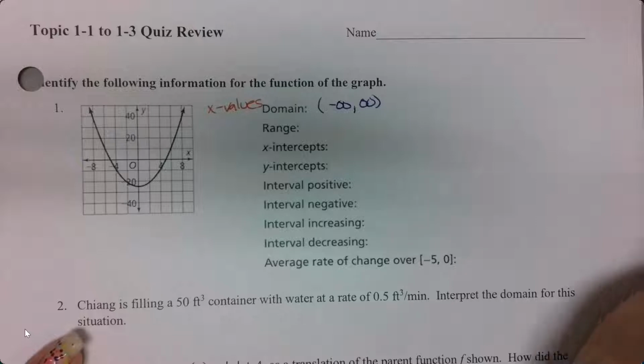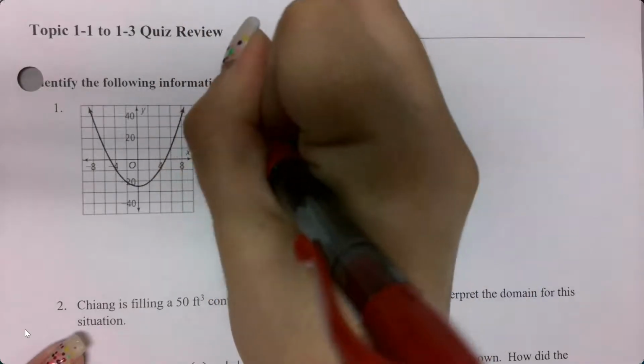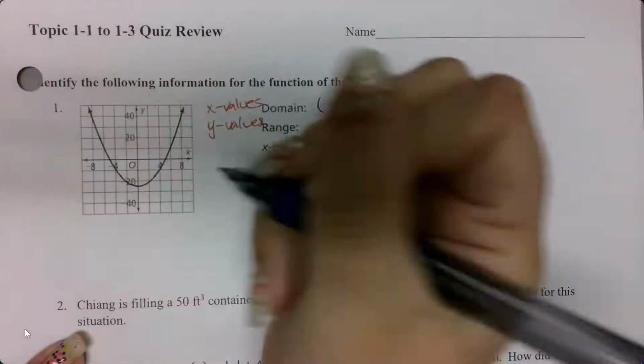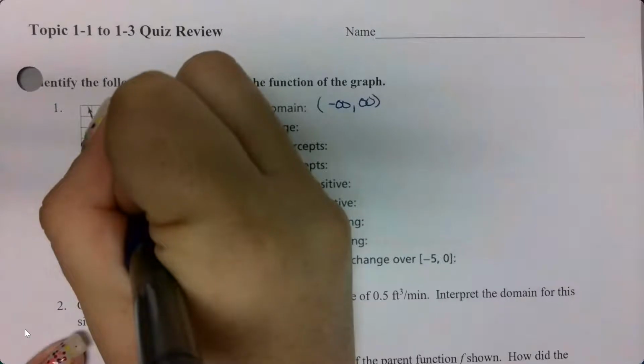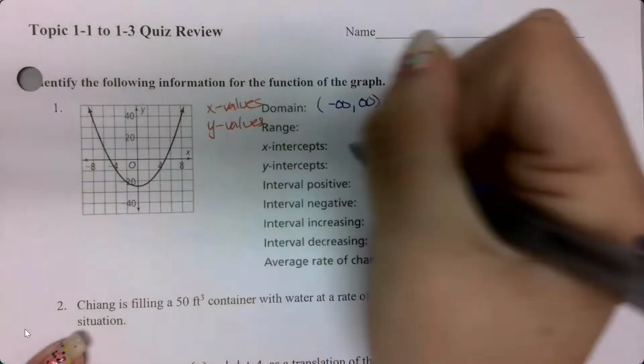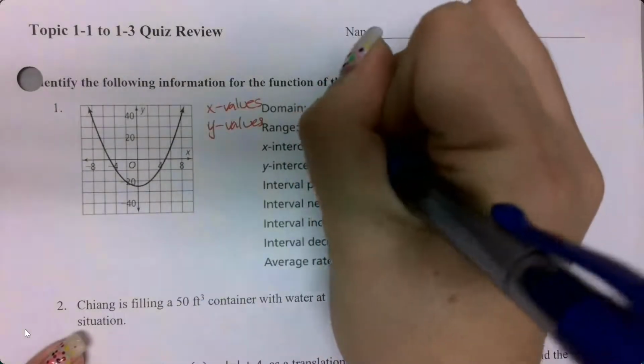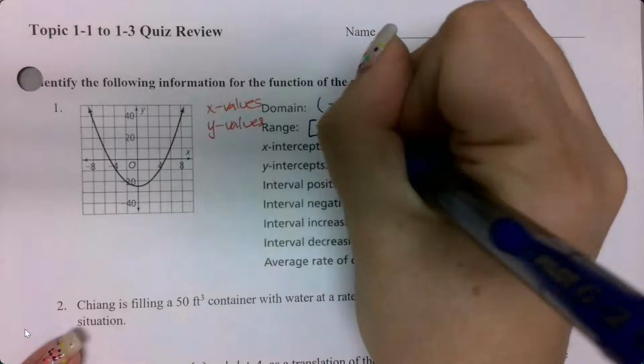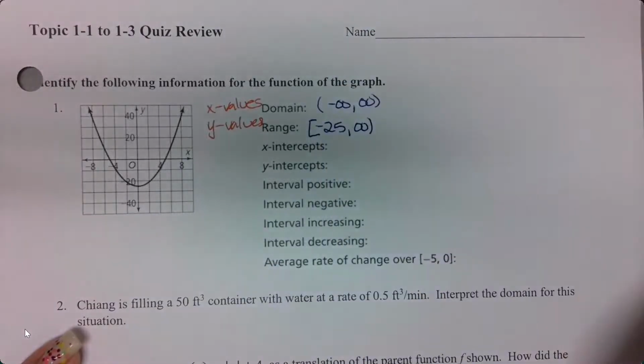Okay. Range is the same idea, except this is going to be my y values. So on this one, I'm looking for my lowest y value. Each of these are counting by tens, so this is probably negative 25. That is my absolute lowest point. Because it is part of the graph, it gets the square bracket, and then it goes up forever. So it gets infinity on the right side.